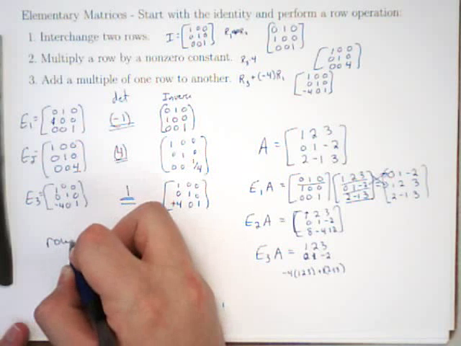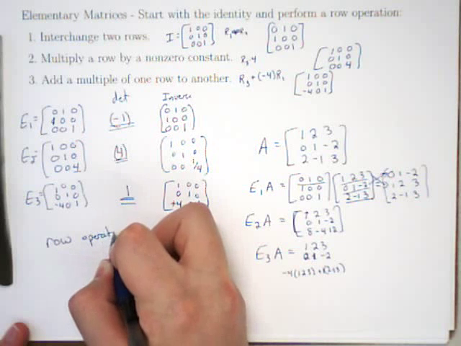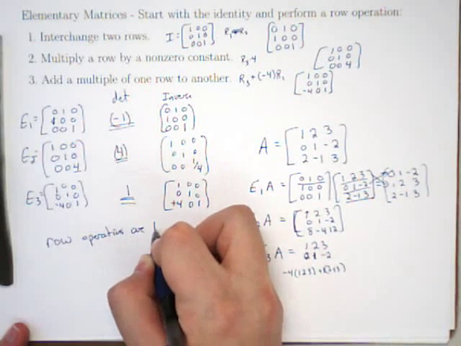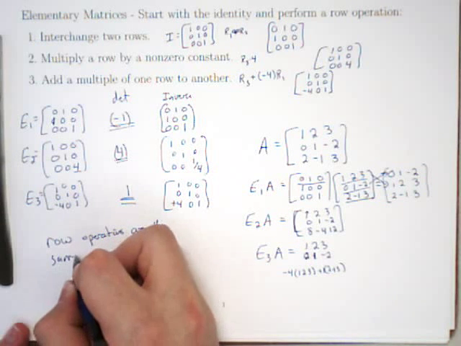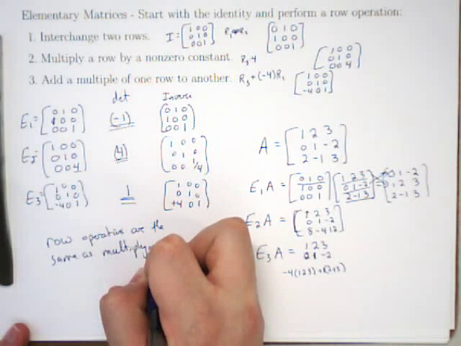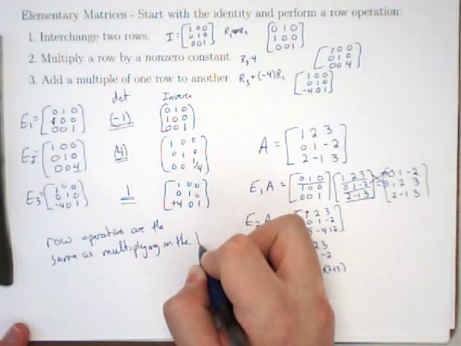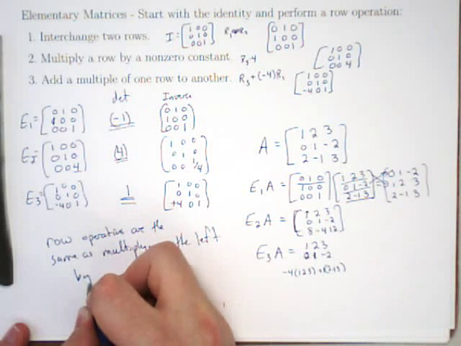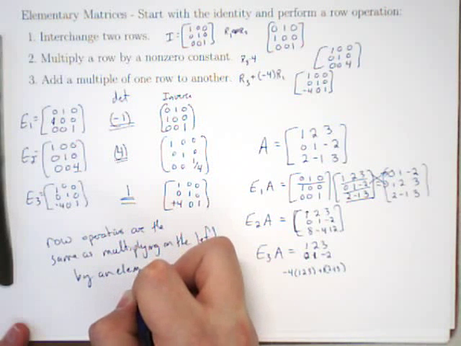So row operations are the same as multiplying on the left by an elementary matrix.